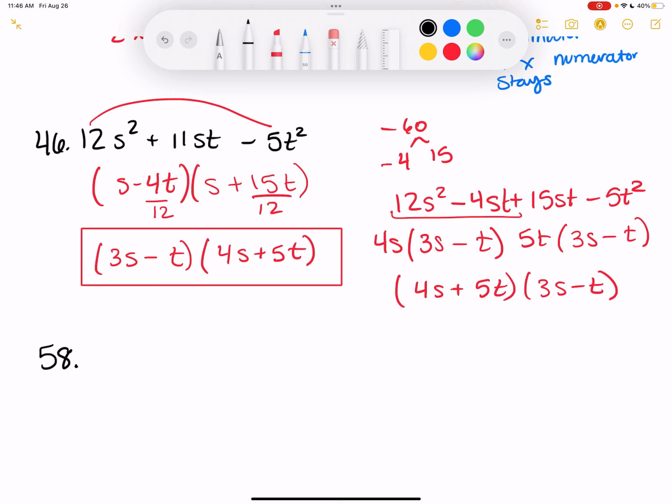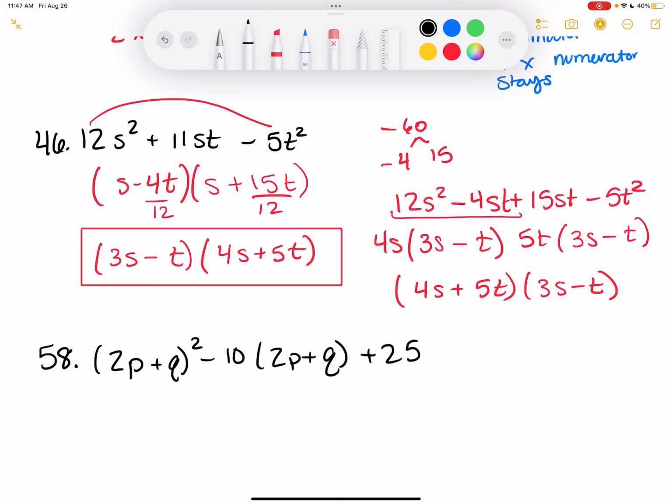All right, 7.58. 2p plus q squared minus 10 times 2p plus q plus 25. Now what is this? It's the same thing, but we're going to do factor by substitution.